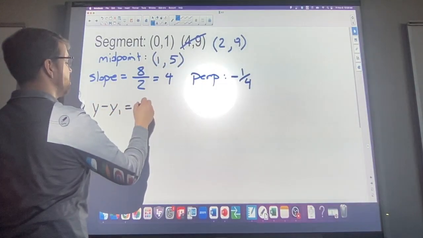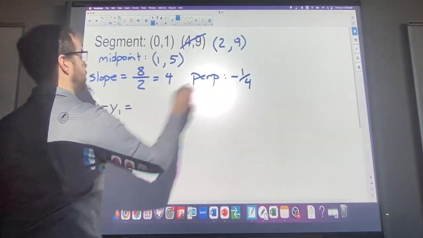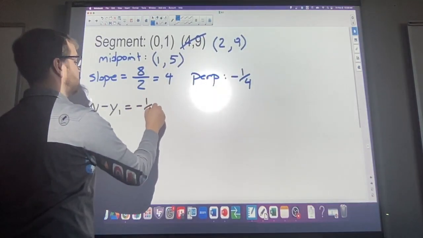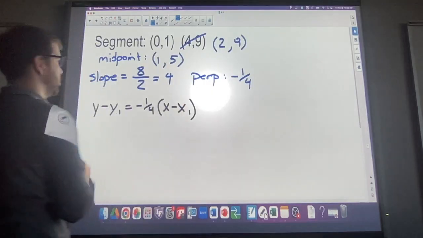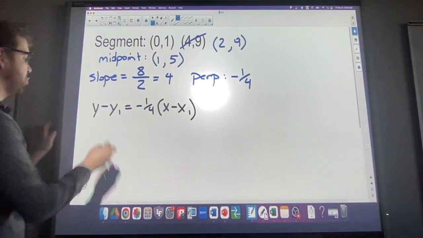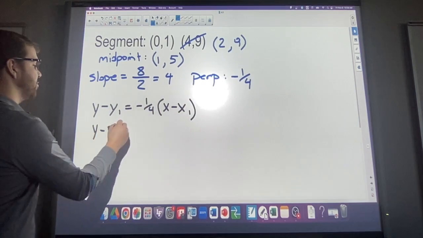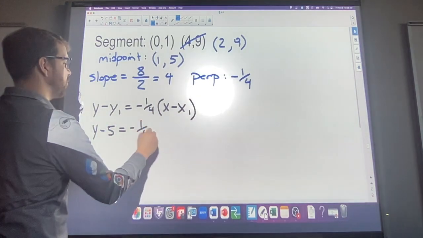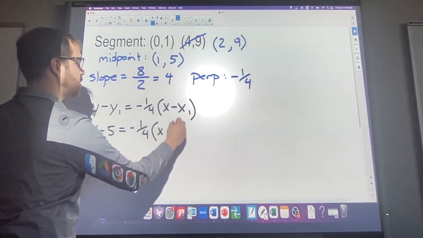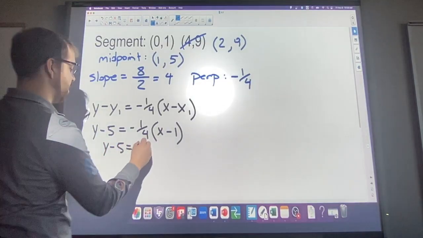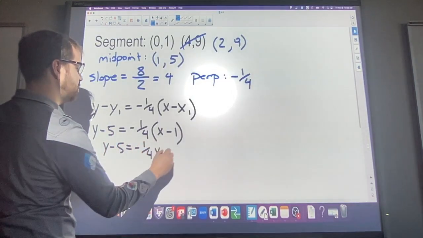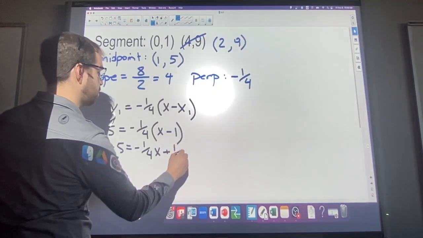All right, so my perpendicular slope I want to use is negative 1/4. y minus y1 equals m times x minus x1. So I just got to plug in the points for my midpoint. I get y minus 5 equals negative 1/4 times x minus 1. I got negative 1/4 x plus 1/4.